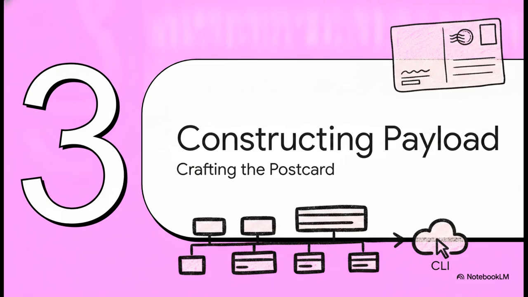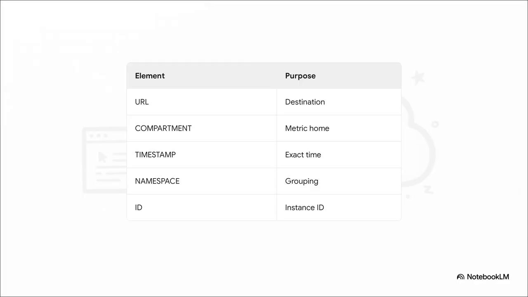All right, Section 3, constructing the metric payload, crafting the postcard. Let's move into the execution phase and see how this builds into our actual data structure. We've got to construct our JSON payload, and honestly, it's exactly like filling out a physical postcard. Just like a postcard needs a destination, a sender, and a message to make sense, your JSON payload requires specific routing elements to actually reach OCI monitoring.